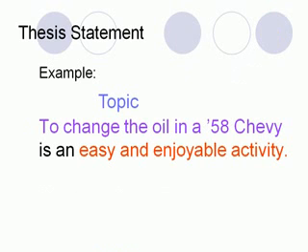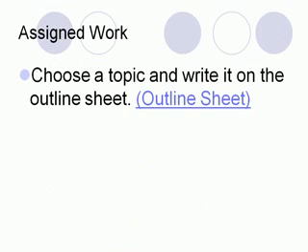Okay, here we go. So we color-coded it, and we said, hey, the purple, that's my topic. If this was my thesis statement, I'd be writing about changing the oil in a 58 Chevrolet. And of course, my assertion or opinion of that is, hey, it's easy and it's enjoyable. So you are supposed to choose a topic and write it on the outline sheet.